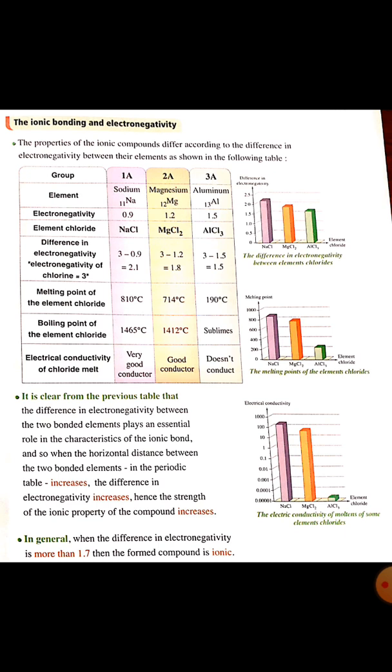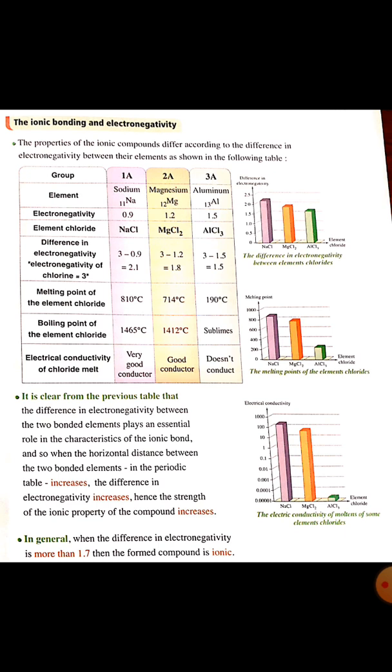So, if the difference is greater than 1.7, we have an ionic compound, and it's a good conductor of electricity. While, if this difference is less than 1.7, it's a covalent compound. So, aluminum chloride is a covalent compound, not an ionic compound, despite the fact that it contains aluminum and chlorine, metal and non-metal, positive ion and negative ion.